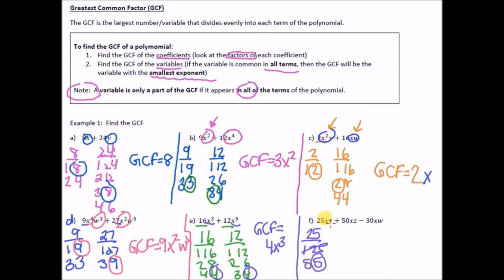And then let's take a look at the variables: x to the 1, x to the 1, x to the 1. Well, x to the 1 is common in all of them. Y, Z, W. Okay, there's only one Y, one Z, and one W, and they're not common in all of them, so our greatest common factor is just 5x.